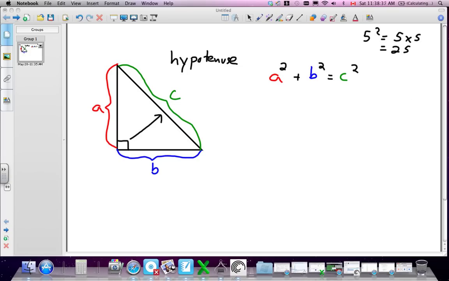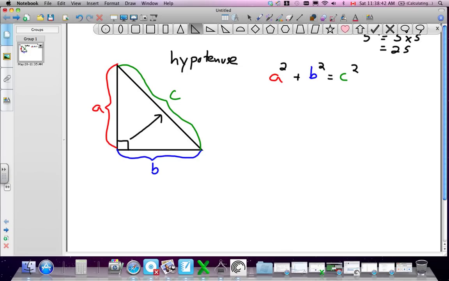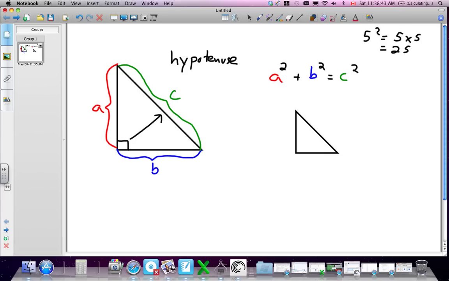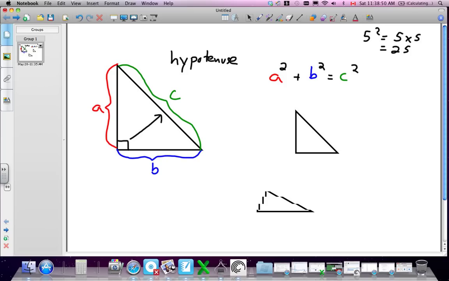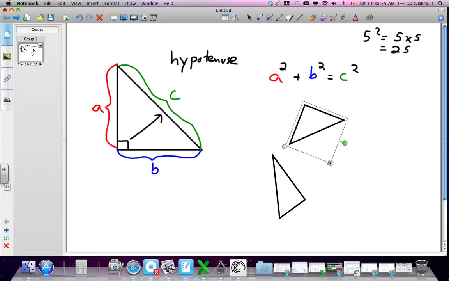Okay? So, I'm going to quickly draw a couple of these for you. This guy, and let's say this guy. I'm going to spin them around. I want to make sure you know where the hypotenuse is. I'm going to find the hypotenuse of these triangles. They're both right angle triangles. Where are the right angles?